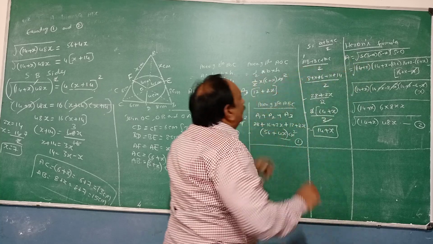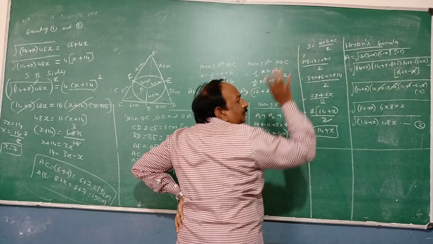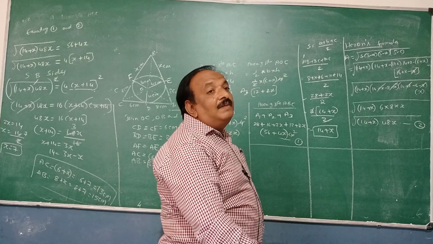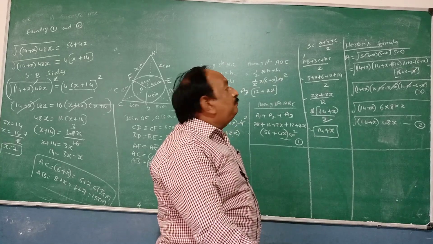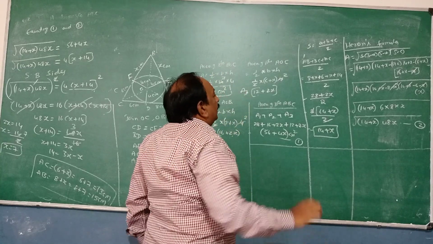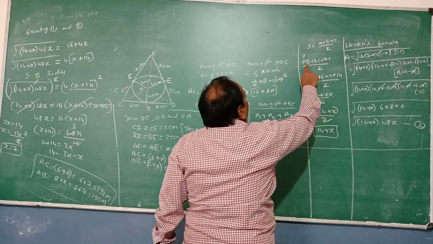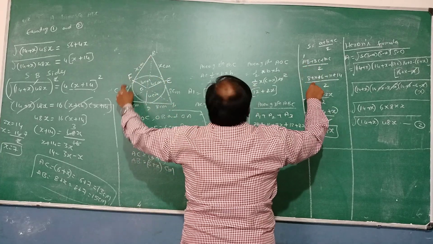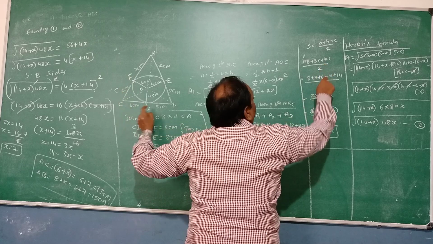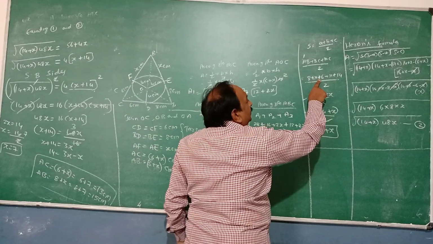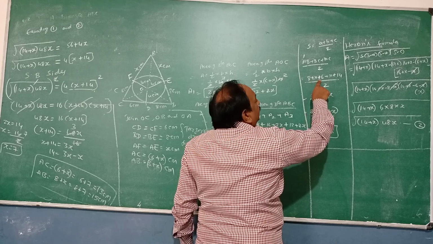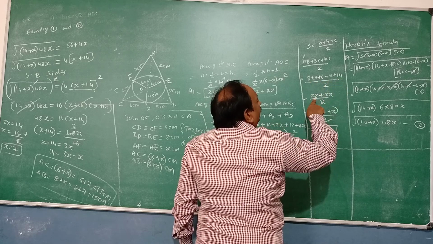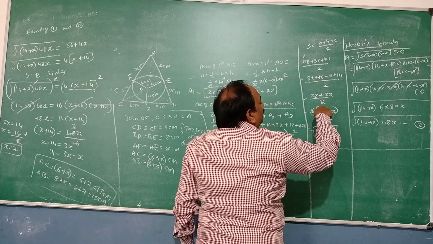S is, we are calculating what is S. S means the semi-perimeter, half of the perimeter, that is A plus B plus C by 2. What is AB? AB is 8 plus x. BC is 6 plus x. AC is 6 plus 8, 14. 8 plus 6 is 14, 14 plus 14 is 28. x plus x is 2x, by 2.